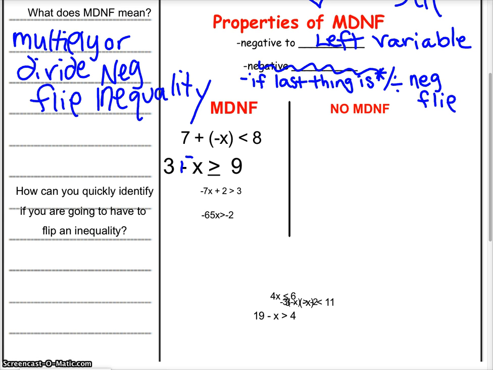Are there any to the right? Maybe. I honestly don't remember. Hey, is there any negatives here? No. I would not MDNF it. No, you would not. You only MDNF if there's a negative to the left. And MDNF means flipping. Flip the inequality. Is there a negative to the left? Yes. You only care about the left.